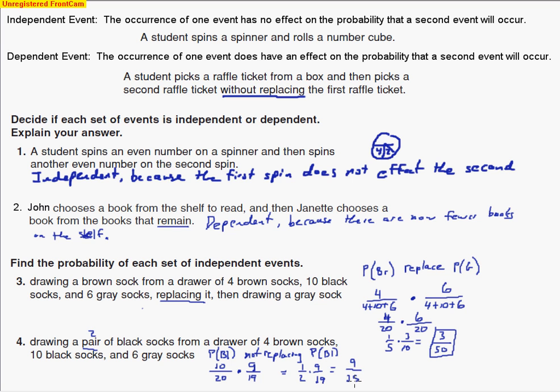and we get our answer, 9 over 38. So there's my dependent event, and I wanted to do one of each, even though it says find the probability of each independent event. We called the first one our independent event. Picking the brown sock and then picking the gray sock didn't affect the other, but here a dependent event does. And the reason is that when we took away that one black sock, we had fewer black socks left, and so the probability changed. So that's the difference between the two. Part 2 will have some more examples of homework problems.